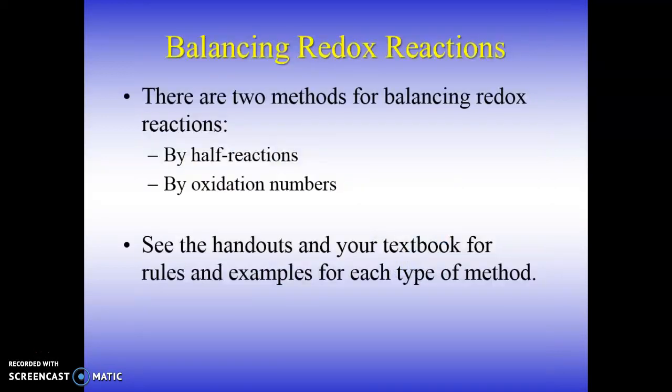And now we're done because the next conversation is balancing harder redox reactions. So we're going to quit here and talk about balancing in the next video.